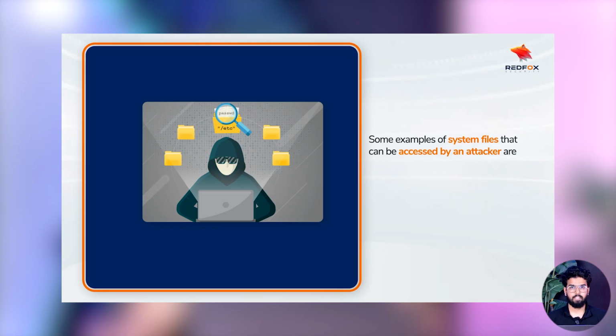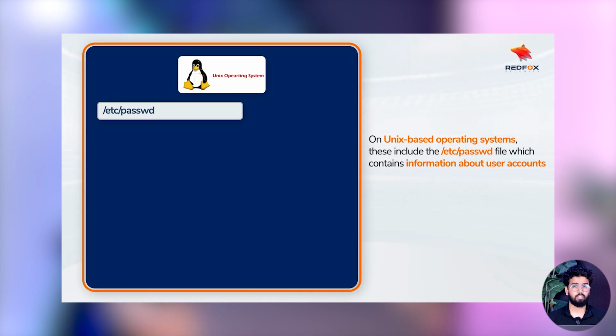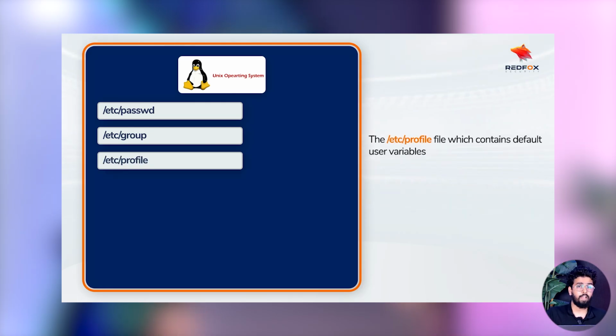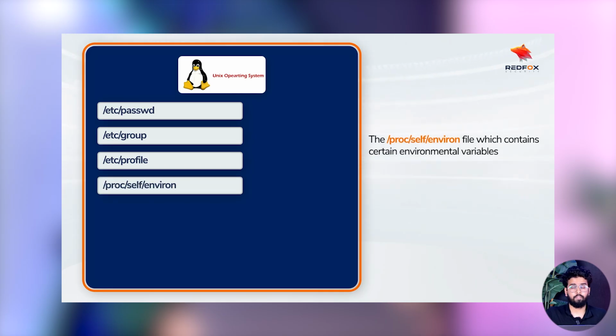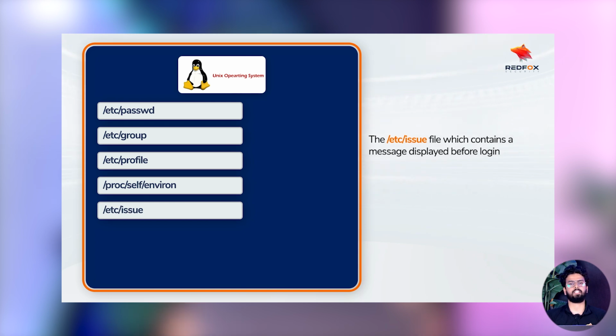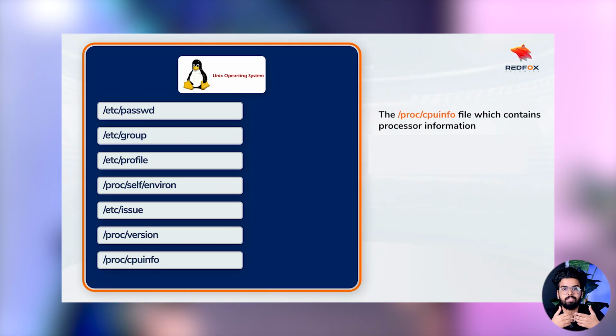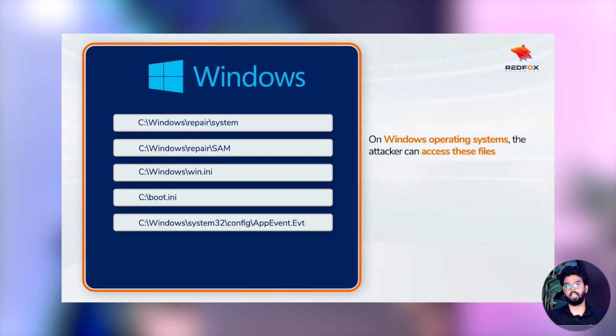Some examples of system files that can be accessed by an attacker are, on Unix-based systems: the /etc/passwd file, which contains information about user accounts; the /etc/group file, which lists the groups to which users belong; the /etc/profile file, which contains default user variables; the /proc/self/environ file, which contains certain environment variables; the /etc/issue file, which contains a message displayed before login; the /proc/version file, which contains the Linux kernel version in use; and the /proc/cpuinfo file, which contains processor information. On Windows operating systems, the attacker can access these files.